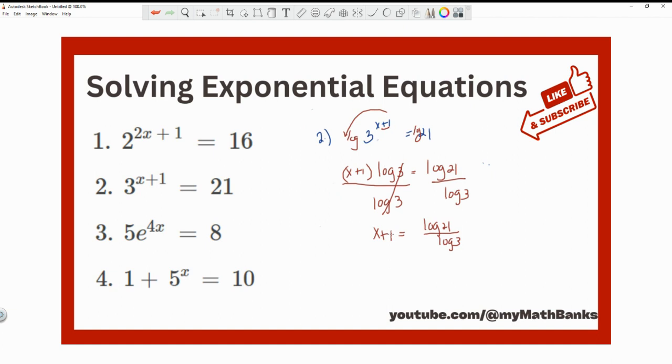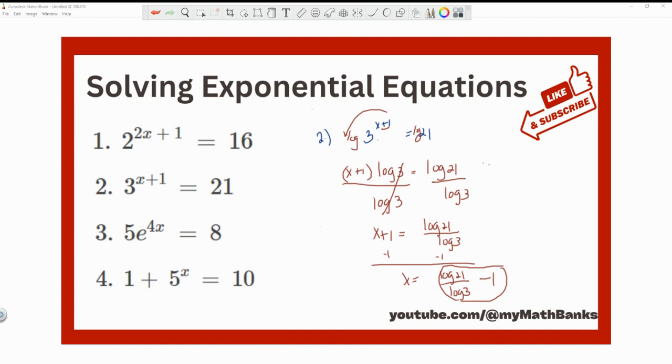You can use your calculator again, but it's not going to be a complete number, so I suggest you subtract 1 first. Subtract 1, and now your x is going to be just log 21 over log 3 minus 1. This is the one that you can put into your calculator and see what the answer is going to be. So I'm going to try that on my online calculator here somewhere.